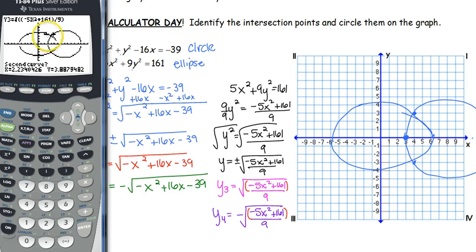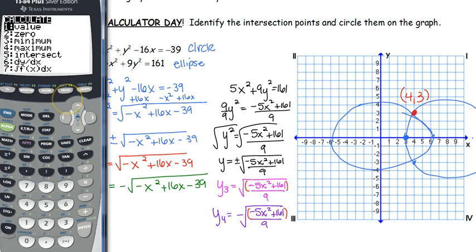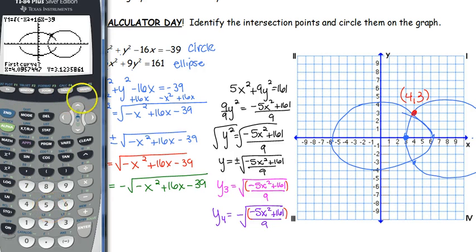And now you can see that I have my cursor on the top of the ellipse. I hit enter. It asked me to guess, so I go back toward the intersection, and we find that our first intersection point is at 4, 3. We want to find our other intersection point. When we look at the two graphs, they're only intersecting at 2 spots. So second trace again, intersect again, first curve.